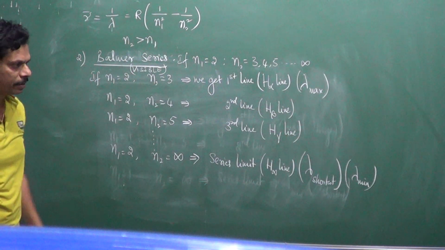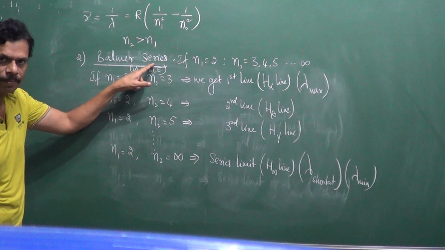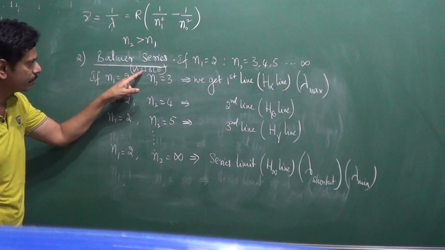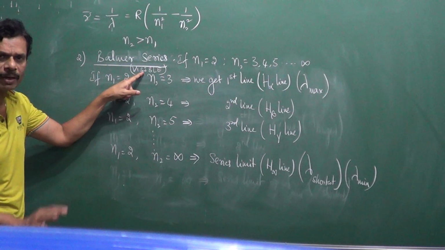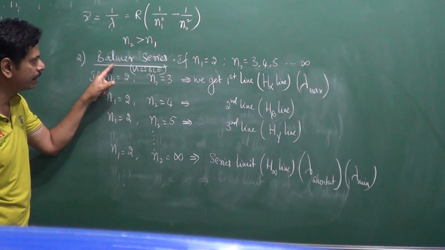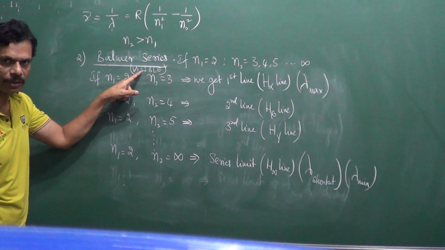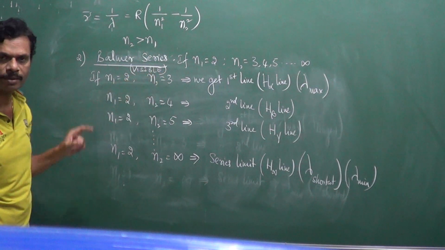Shortest wavelength, lambda is minimum there. This is about the Balmer series. The Balmer series is the only one that comes under the visible region. Of course, it was the first series to be discovered because it lies in the visible region. One more question, even for your CET examinations.